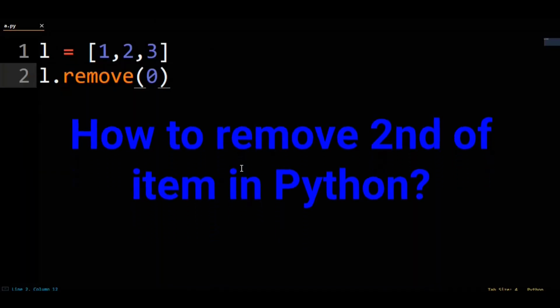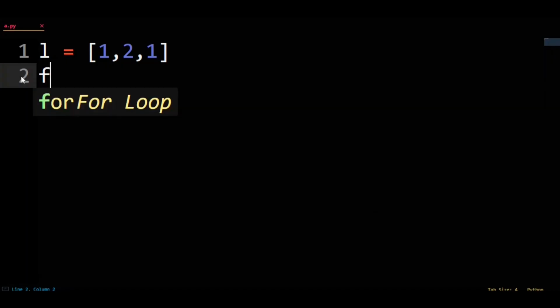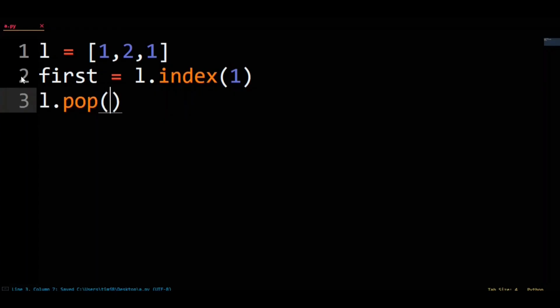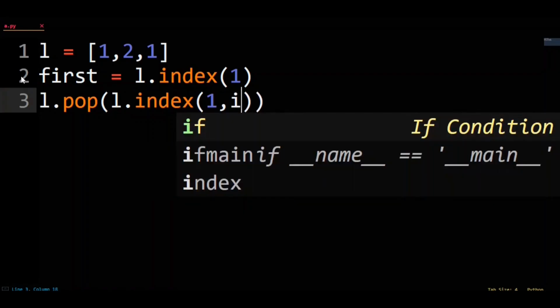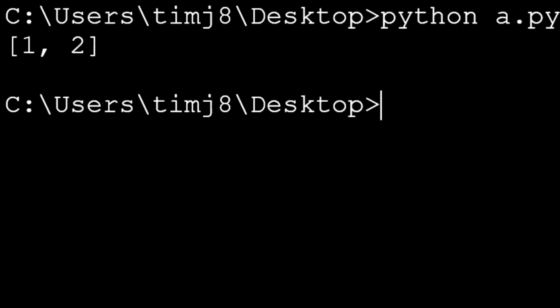Last, how to remove second occurrence of item in Python. It just so happens list remove itself can't do this, so we'll use pop and index in combination. We'll start by getting the first index of 1. First equals L.index of 1. L.pop of L.index of 1 in first plus 1. If we print L and run the code, we remove the second one in the list.